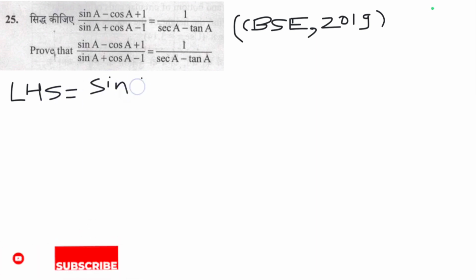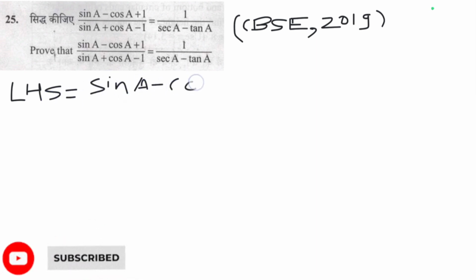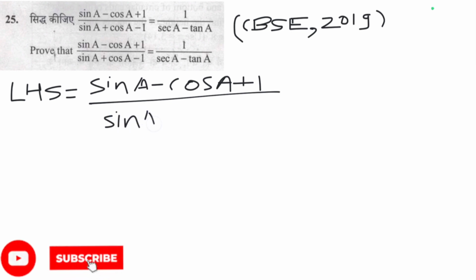Okay, I have already taken enough time. Now we will go for the solution, so you can see it on the screen. Here I will take the LHS. What is given in the LHS? Sin A minus cos A plus 1 upon sin A plus cos A minus 1.